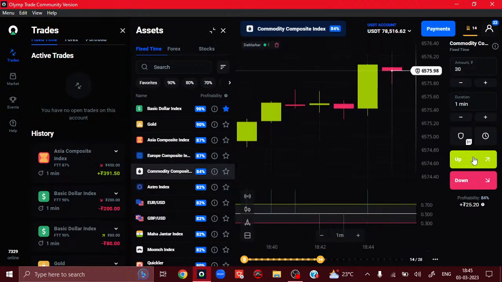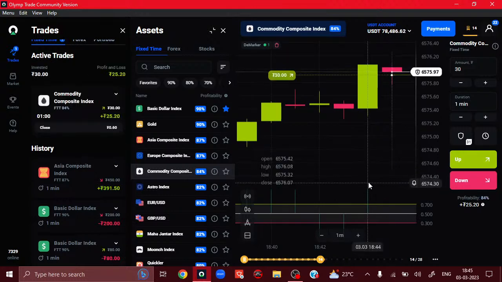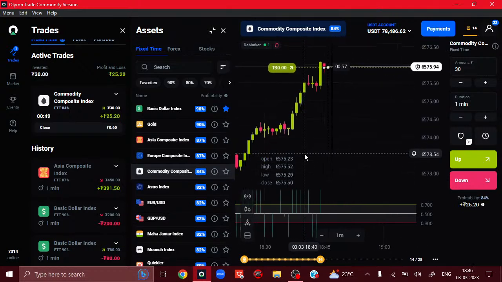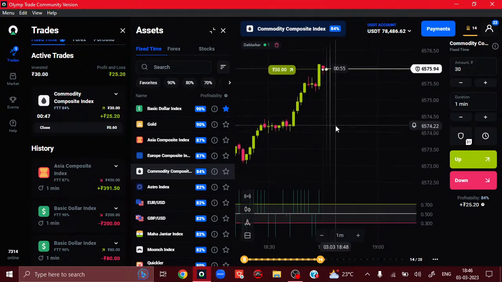Here in commodity composite index, we have an upside trade. The D marker appeared above the 0.5 line. Also, this candle is a solid green candle with a very good volume. So an upside trade here as well in commodity composite index. The trade duration shall be 1 to 2 minutes while using the barcode strategy.